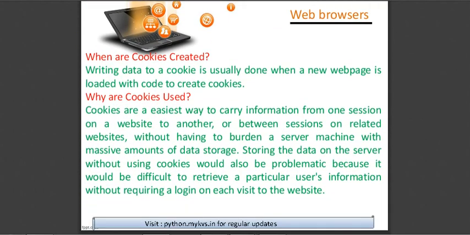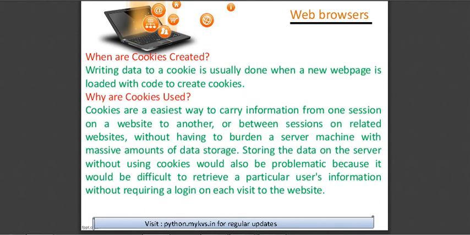When are cookies created? That's a very big question. Writing data to a cookie is usually done when a new web page is loaded with code to create cookies. That means the page contains cookie-writing programs. Cookies are the easiest way to carry information from one session on a website to another, or between sessions on related websites, without having to burden a server machine with massive amounts of data storage. Storing the data on the server without using cookies would also be problematic, because it would be difficult to retrieve a particular user's information without requiring a login on each visit to the website.